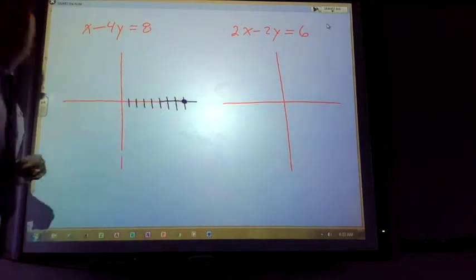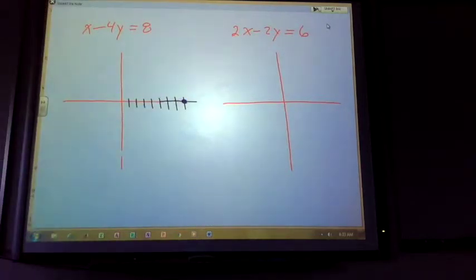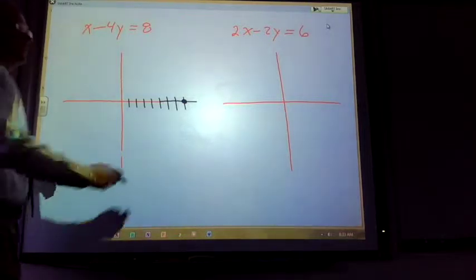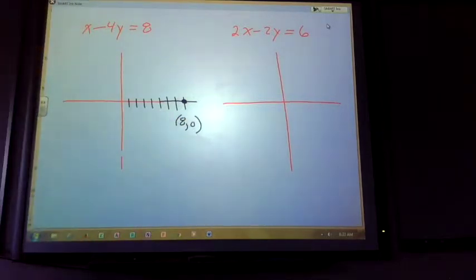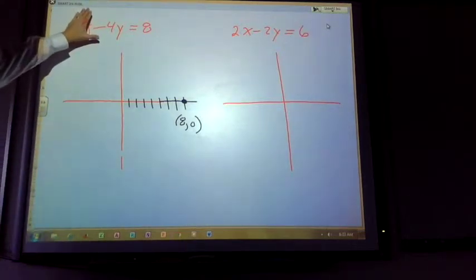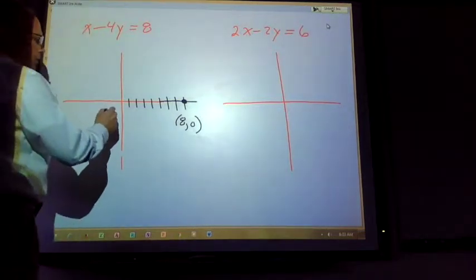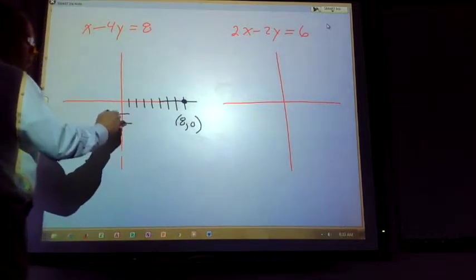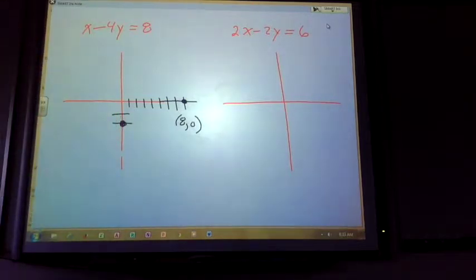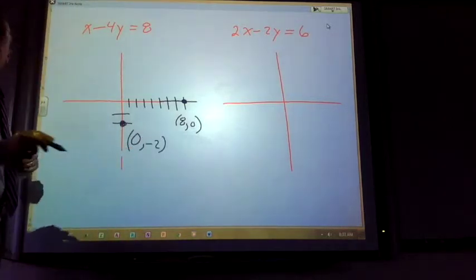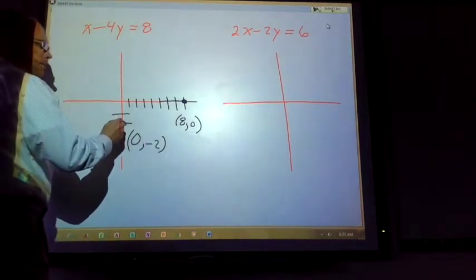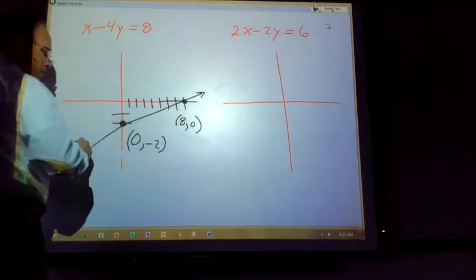Steve, tell me what that is as a point. It is positive 8 comma 0. Does that seem okay? All right, negative 4 times what number gives me 8? Negative 2. Steve, tell me what this is as a point. 0, negative 2. Do I have 2 points to find? Yeah, buddy. Done.